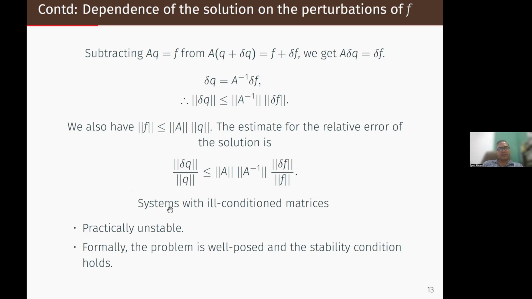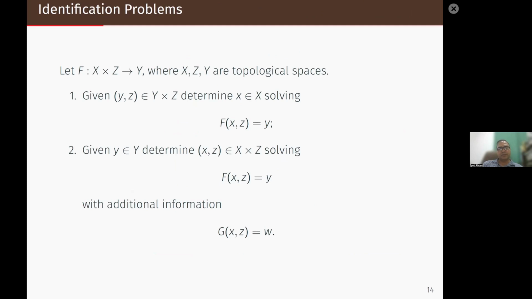We can see the system with ill-conditioned matrix. So this is actually unstable because this can be very large. So in this case, the perturbation can result in a huge variation in the solution. So formally, in the sense of Hadamard, this problem is well posed, but we have this issue with the estimate.